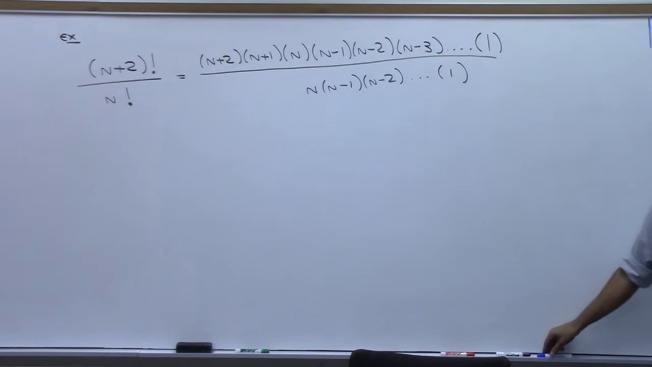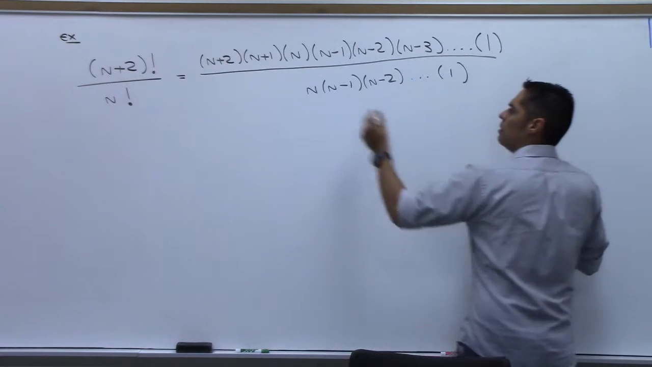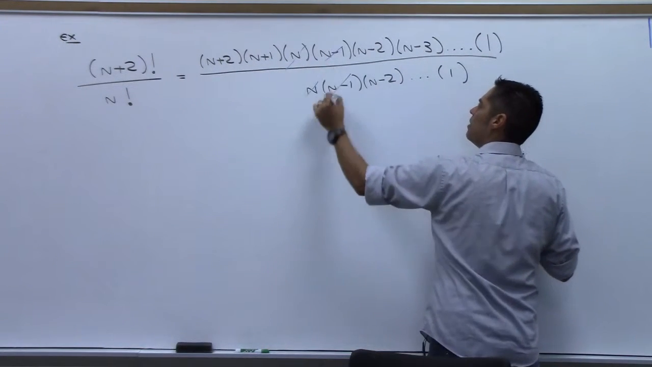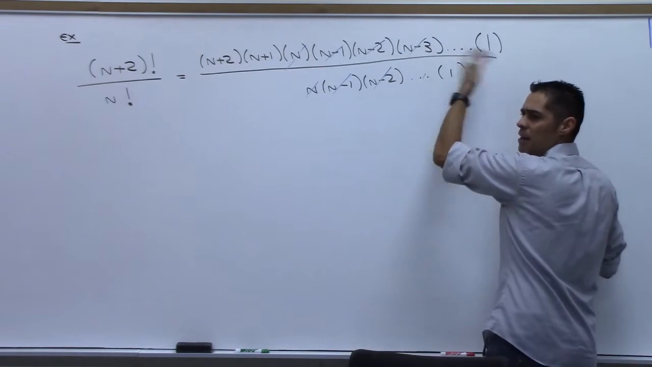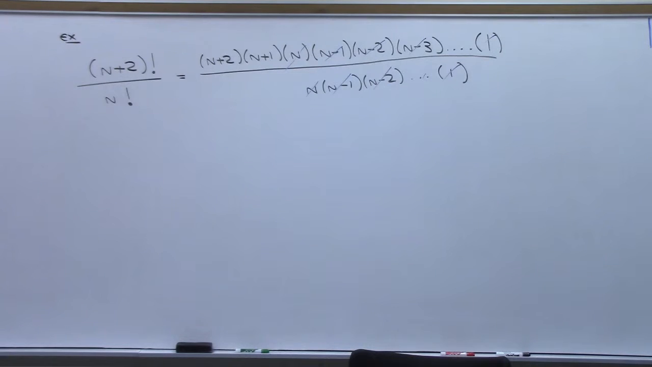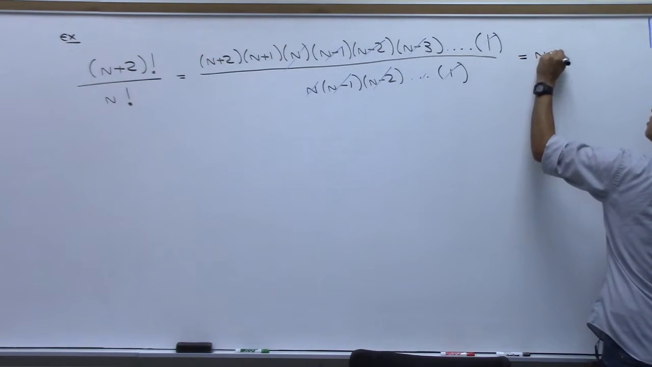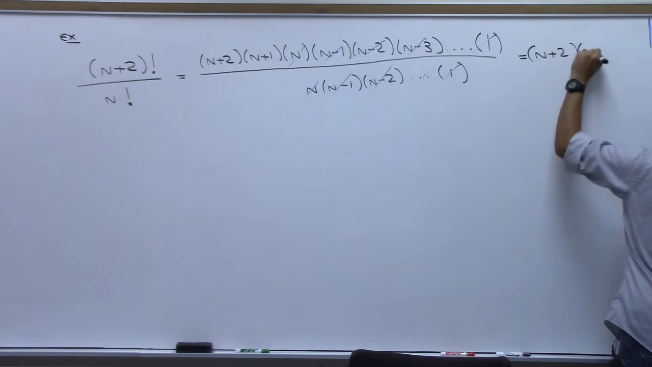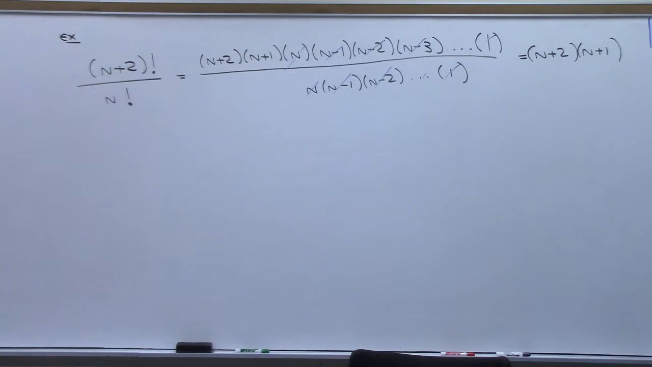You can cancel a lot of stuff here, can't you? This n, this n, this n, this n, minus everything to the right there, that's all gone. They all reduce out to be 1s. And so all you're left with is what? N plus 2 times n plus 1. You see how that algebra works?